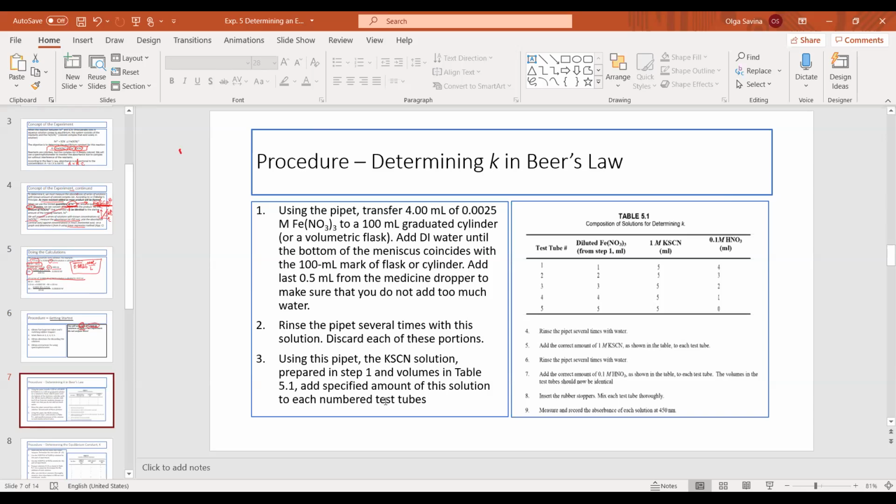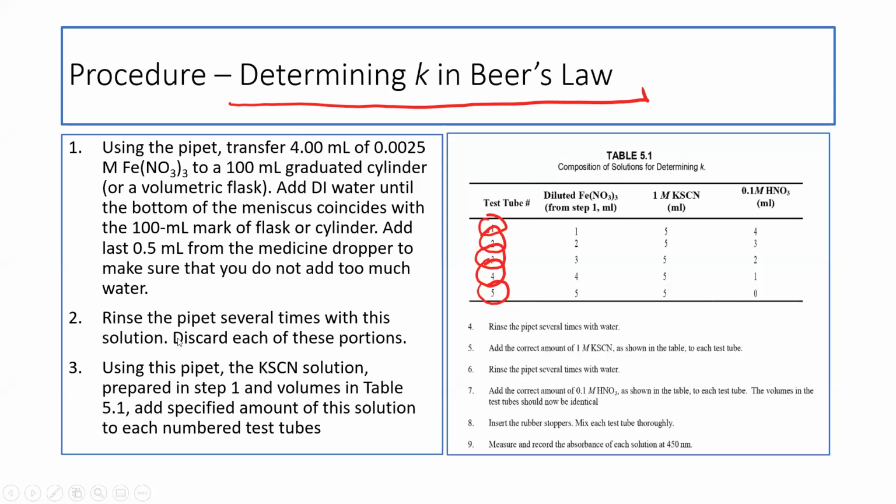And this is our first step. We have to determine K in Beer's law. That means we have to prepare 5 different solutions with known concentration of thiocyanate. So remember, potassium thiocyanate in excess. And this table represents our dilutions. Let's just check this table.